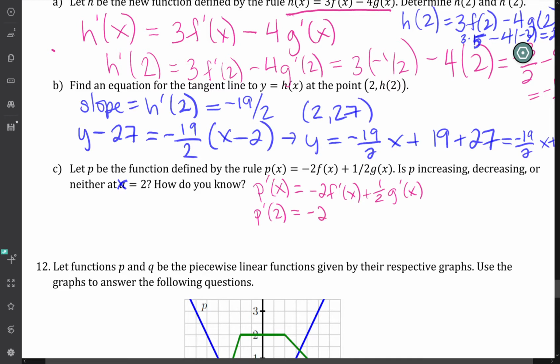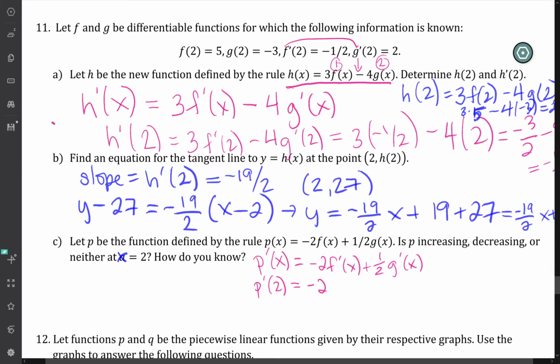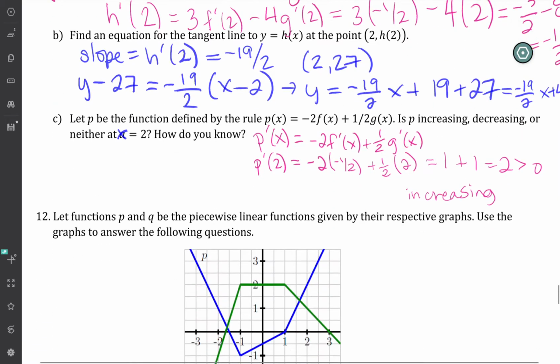Okay, so when we plug in 2, f prime of 2 is negative 1/2. g prime of 2 is 2. So we get positive 1 plus 1, which is 2. And because that is positive, the function is increasing. So again, always connecting back to that idea that derivative means slope of tangent line. The slope is positive, the function is increasing. Okay, so there's number 11.